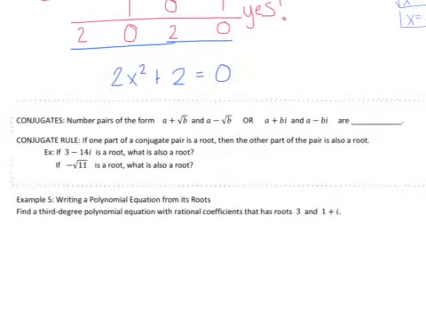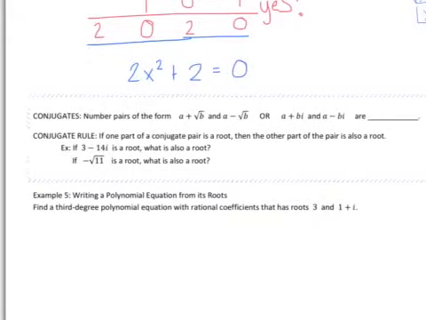One last part, and it's pretty simple. Conjugates, new word, use it in Spanish class, it doesn't mean the same thing. When we have a pair of numbers that look very similar, the only thing different is their sign in the middle, not the outside, but the middle. So A is the same, BI is the same, it's just the plus and the minus that are different. Or like this here with the A and the square root of B, the only difference is the sign in the middle. Those are called conjugates. They have a very unique relationship that we can use to our advantage.